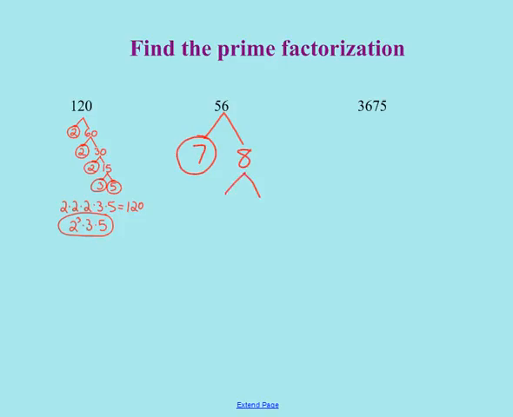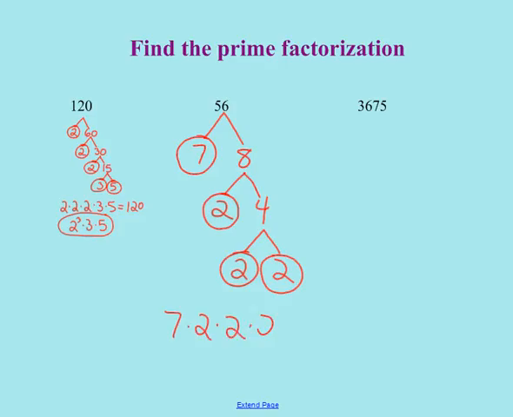Think about the prime numbers. 2 times 4 is 8, and 2 is a prime number. 4 is a composite number, so we need to factor it again. And in this case, 2 times 2 is 4, and both of these are prime numbers. So we know that 7 times 2 times 2 times 2 equals 56. We can rewrite this prime factorization as 7 times 2 to the third power.